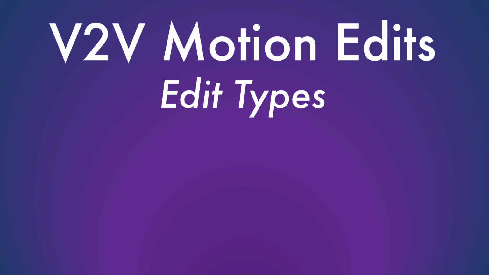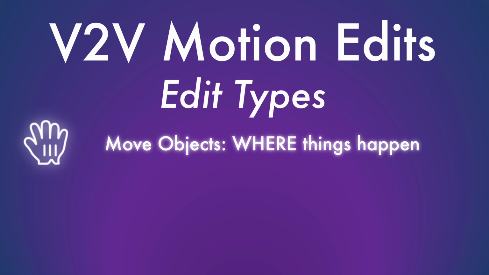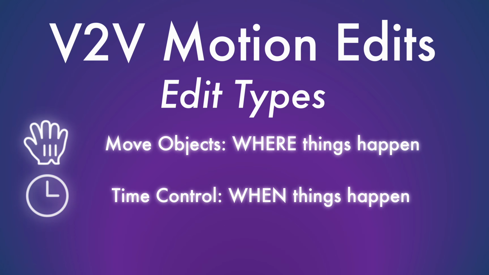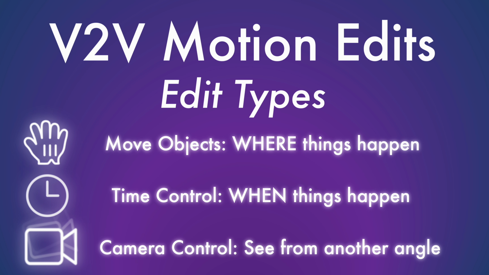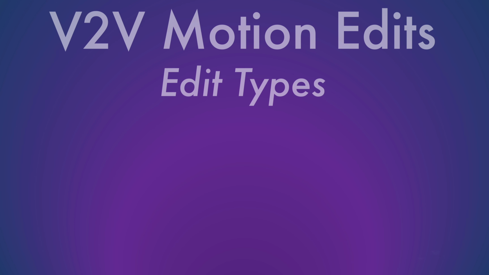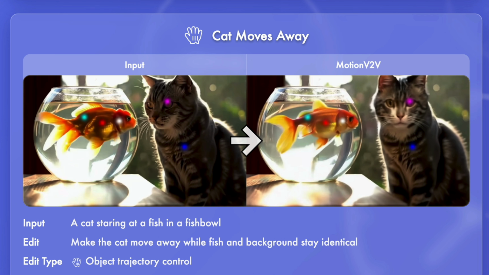As we mentioned before, although it's a very simple and easy to use interface that doesn't require any segmentation and only uses point control, it allows for several different types of edits. It allows us to move objects. It allows us to control when objects appear and when things happen and how fast they happen. And it also allows us to control the camera. So here are some examples of that.